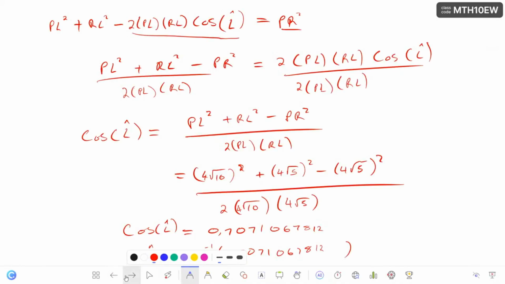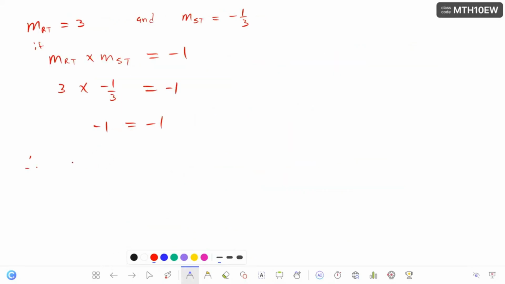We can conclude that PT is parallel to what? RT. We can conclude that PT is perpendicular to what? To RT.